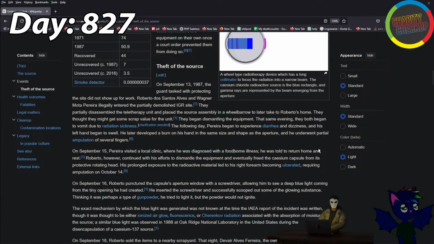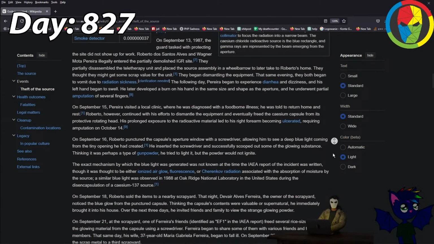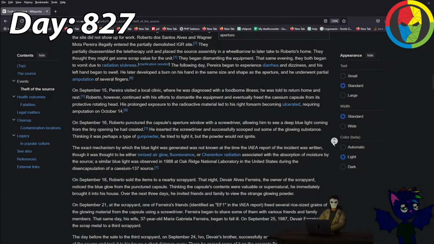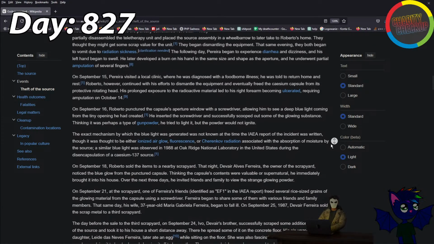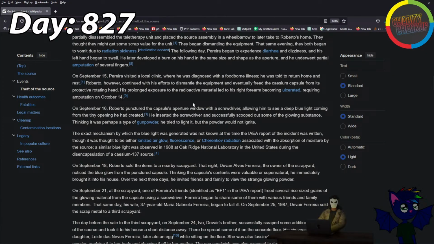Pattern recognition. I am laughing at radiation sickness victims. That's not nice, is it? But I am baffled and curious. Roberto, what the fuck? You went back for seconds? Deep blue light comes from a tiny opening created. It was perhaps a type of gunpowder.